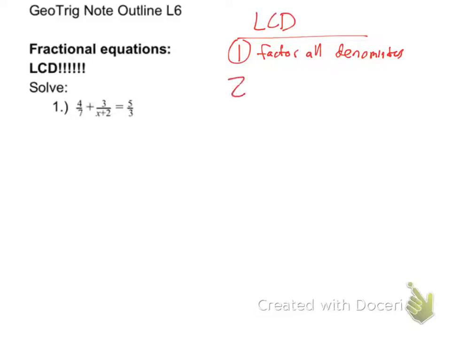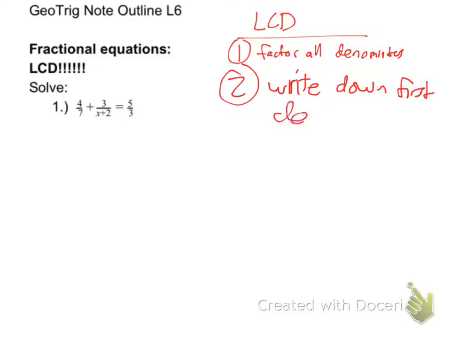Number two is write down the first denominator. You write down the first denominator. So for our problem, we got LCD. We already established that they are factored. So I write down the first one. The first one is a 7. So I'm going to write that down.